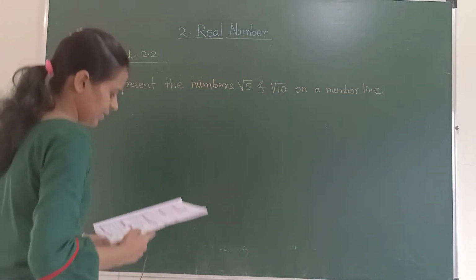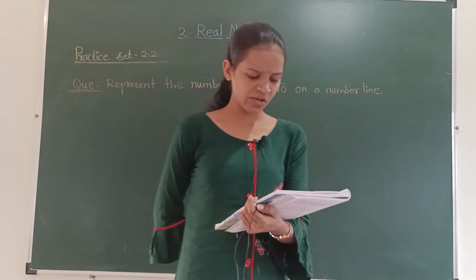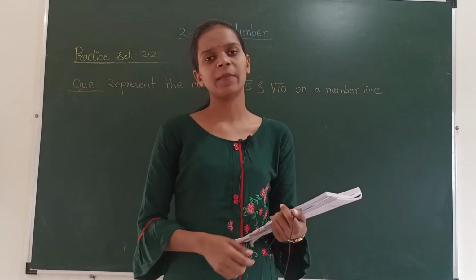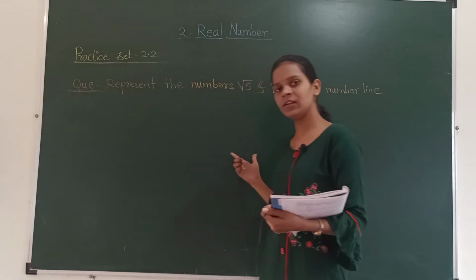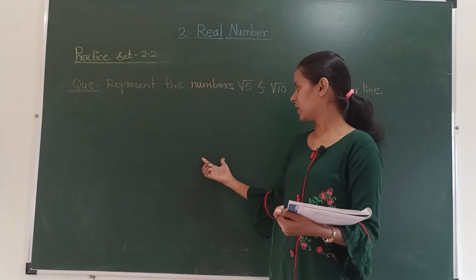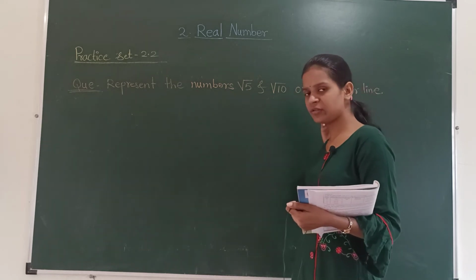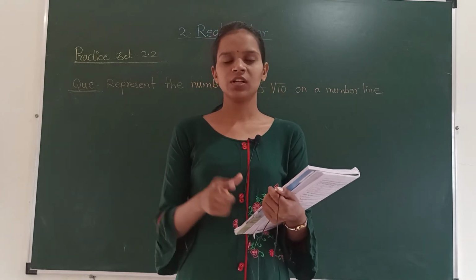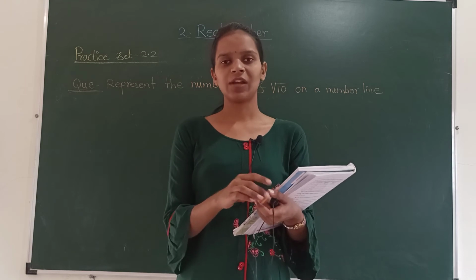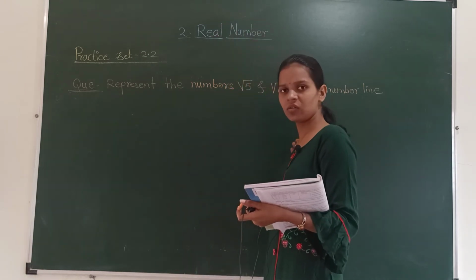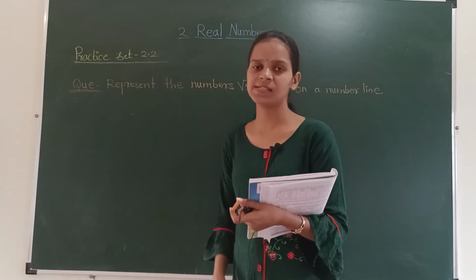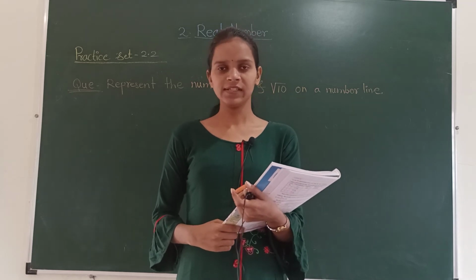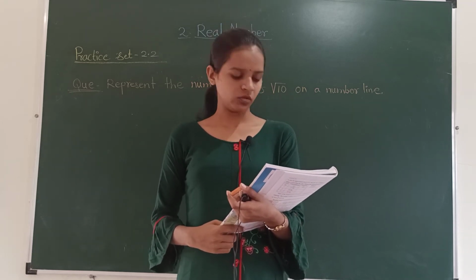See, question number 3 is, represent the numbers root 5 and root 10 on a number line. To represent these numbers on the number line, we have to draw a perpendicular taking a distance of a particular 1 or 2 units, and then we have to draw this on the number line. We will skip this question for today. I will show the question by solving it in a notebook, so you can understand it better, because it is not possible to solve it on the board. So we will shift towards question number 4. Question number 3, I will solve in the notebook and then guide you how to solve it.